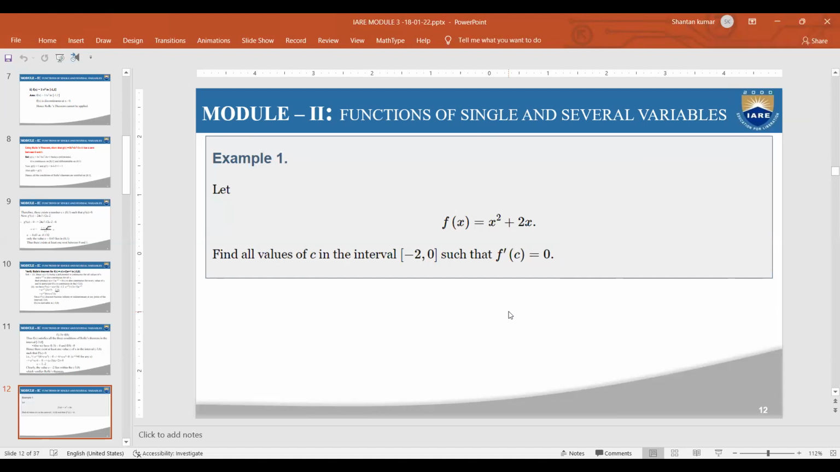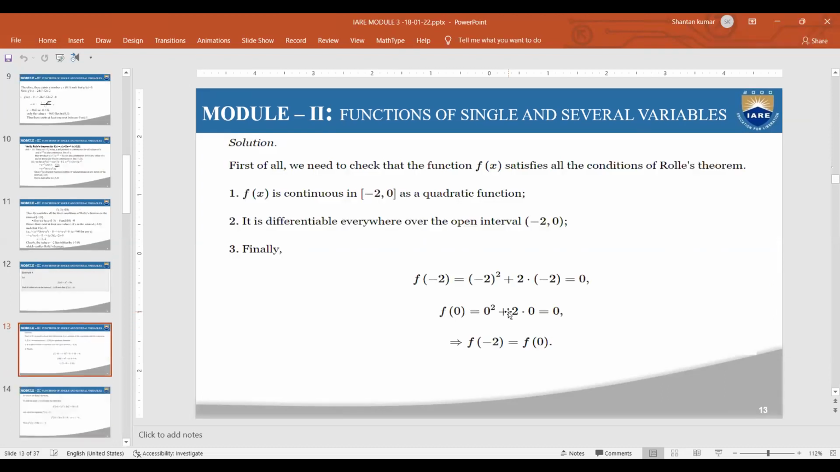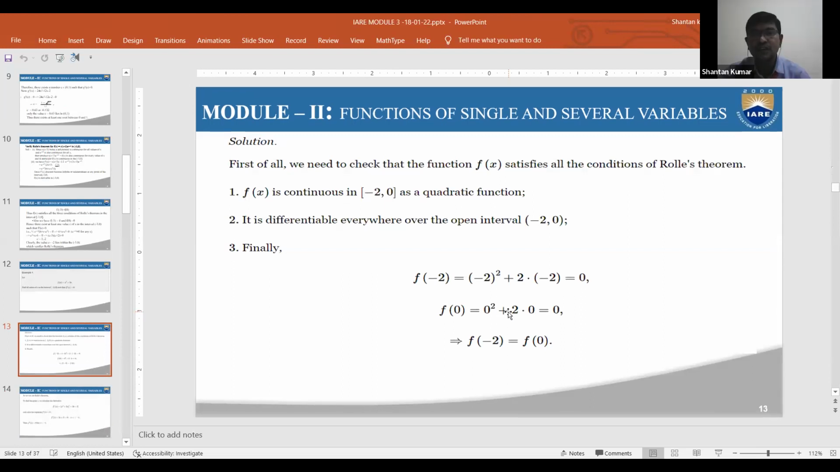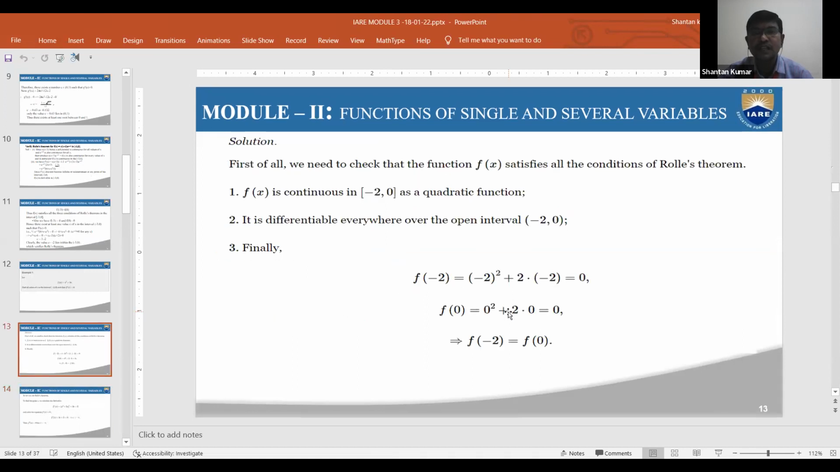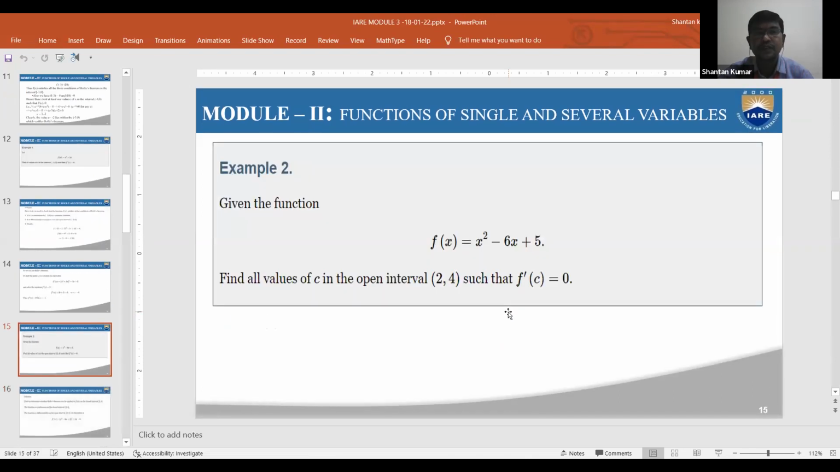What is the C value? -1. Continuous function, differentiable, f of a is equal to f of b, and c is equal to -1. Therefore, Rolle's theorem can be applicable, or verified. -1 lies within the limits -2, 0, therefore Rolle's theorem is verified. That's good. And next one.